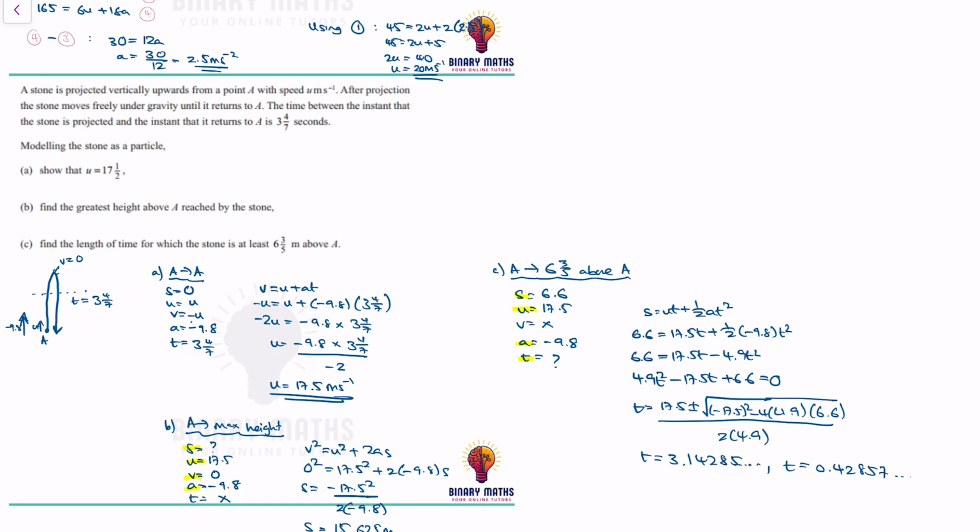So time in between, if I find the length of time for which the stone is at least 6.6 meters above A, is equal to 3.14285 take away 0.42857, which gives me a value of 2.71428. So I'll round it to two significant figures, 2.7 seconds.